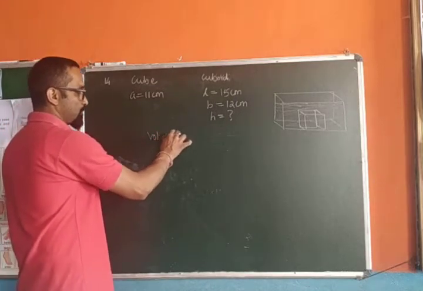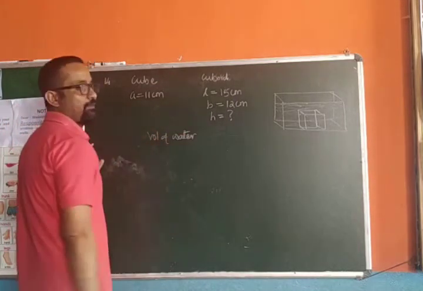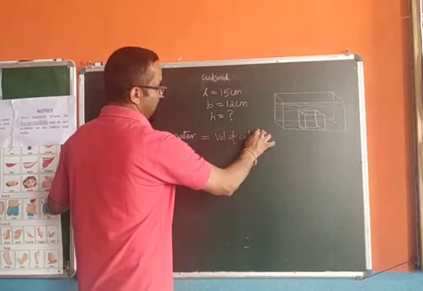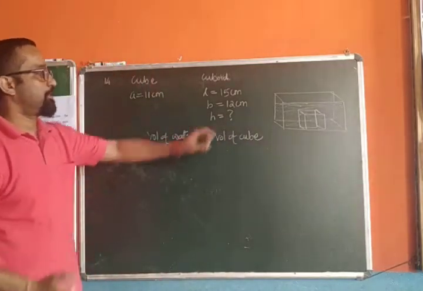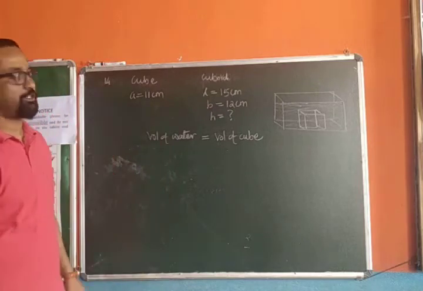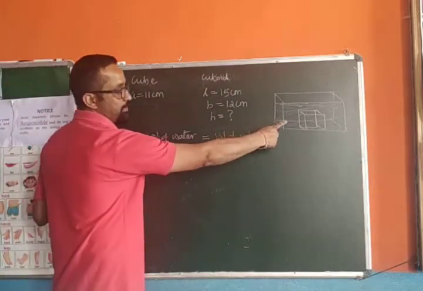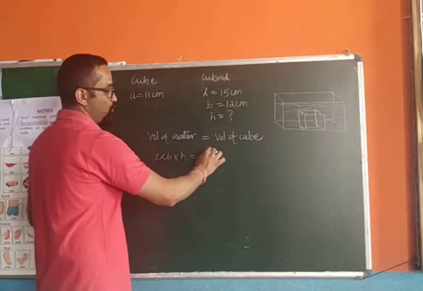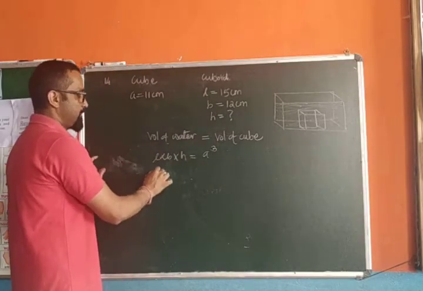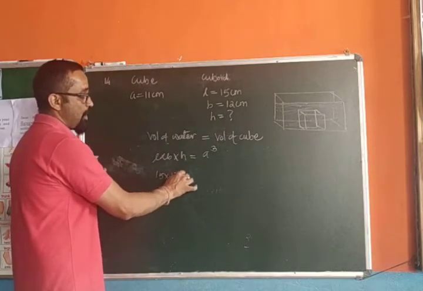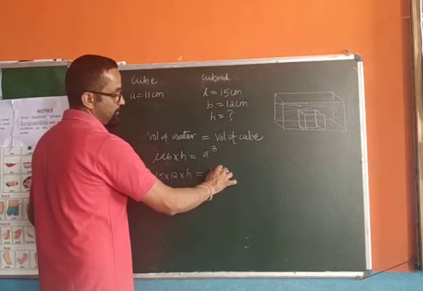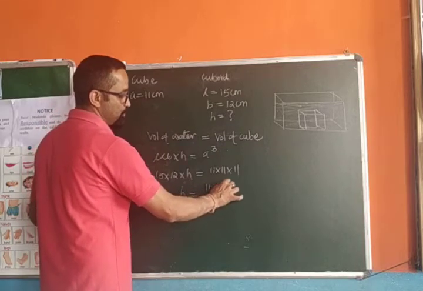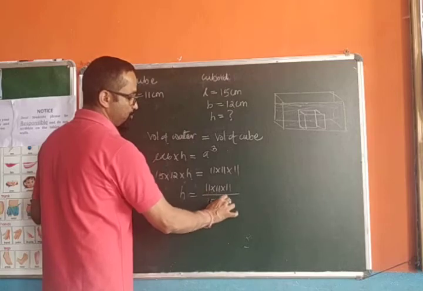So volume of water is equal to volume of cube. Because the cube is immersed, there is a rise in the level of water. Volume of water means it is in the shape of a cuboid: length into breadth into height. Cube is side cube. Length is 15, breadth is 12. You have to calculate height. Height is equal to 11 into 11 into 11 divided by 15 into 12.